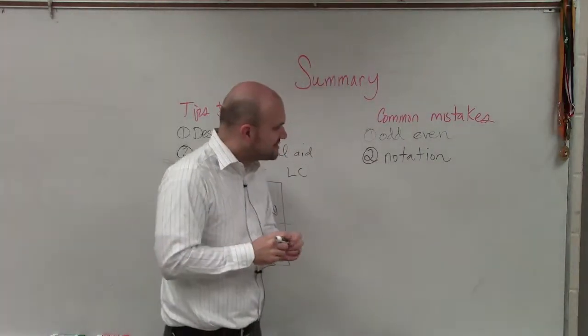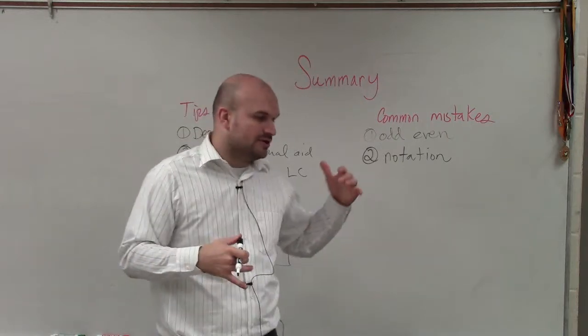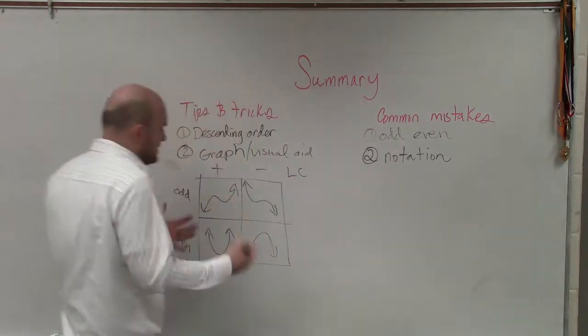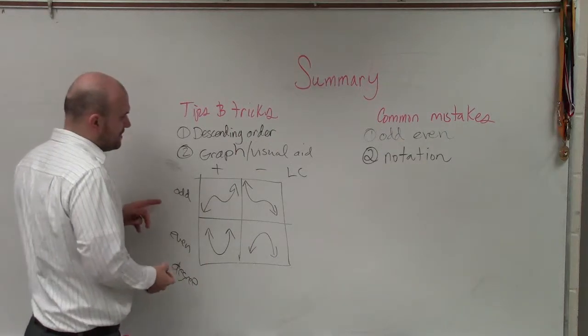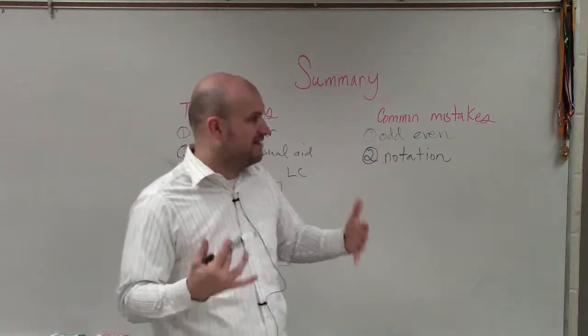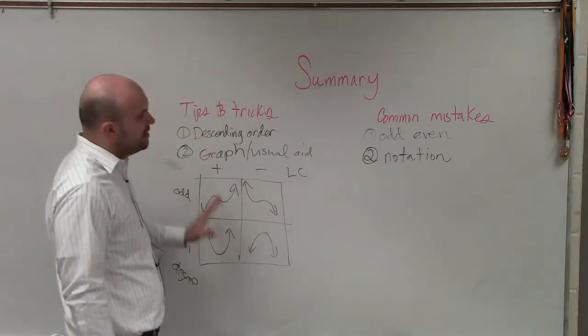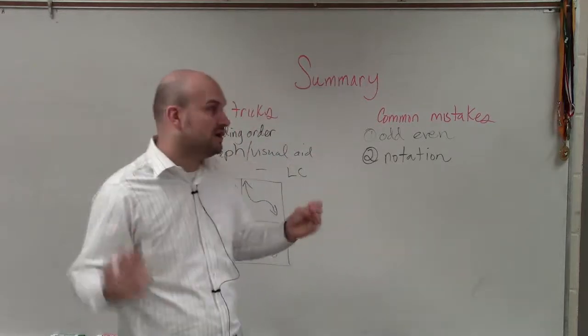Because our common mistakes are, one, always getting odd and even mixed up. You can easily identify that it's odd or it's even, but then they'll say odd and even should look like this, right? So you get them mixed up. That's a very, very common mistake, is not knowing your leading coefficient test. The next thing is the notation, especially when we're talking about function notation.